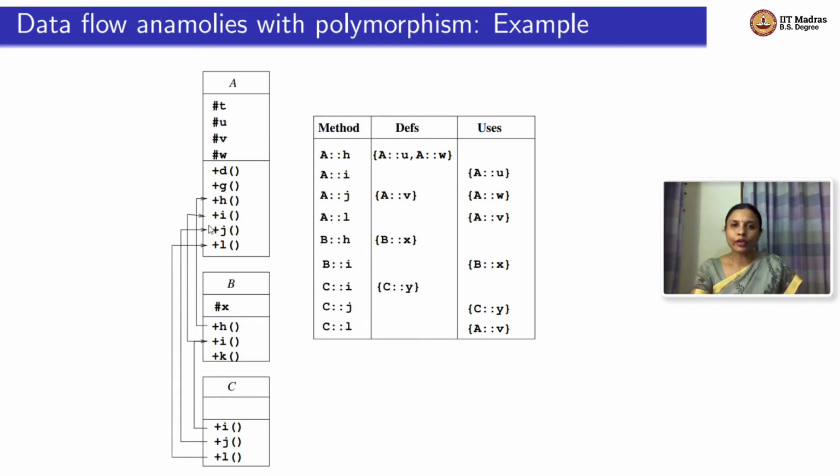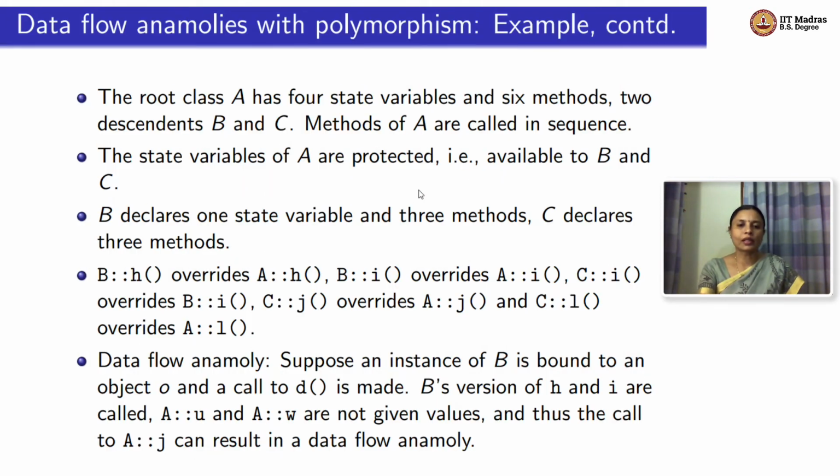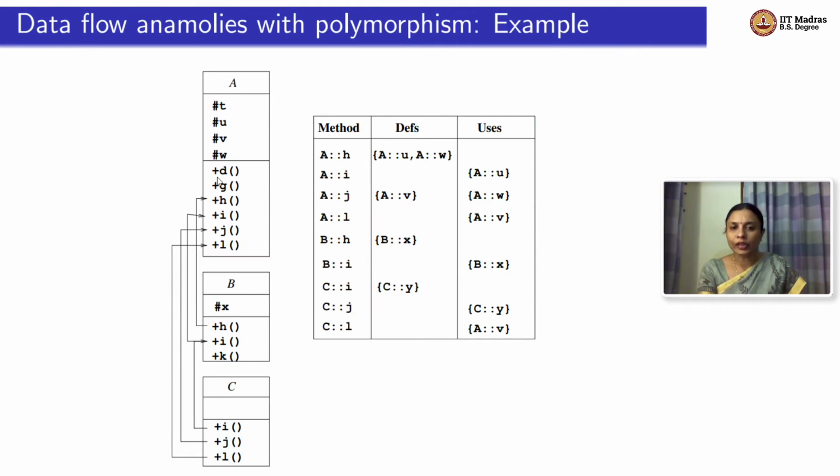Now there is an anomaly with reference to data flow definition and uses. So let's look at that. Look at the last bullet here. Suppose there is an instance of B that is bound to an object O. Okay, there's an object O and an instance of class B, which is a descendant class of A, is bound to that object O. And a call to the method D, the first method of class A, is made. Okay, now what will happen? Remember, methods of A are called in sequence.